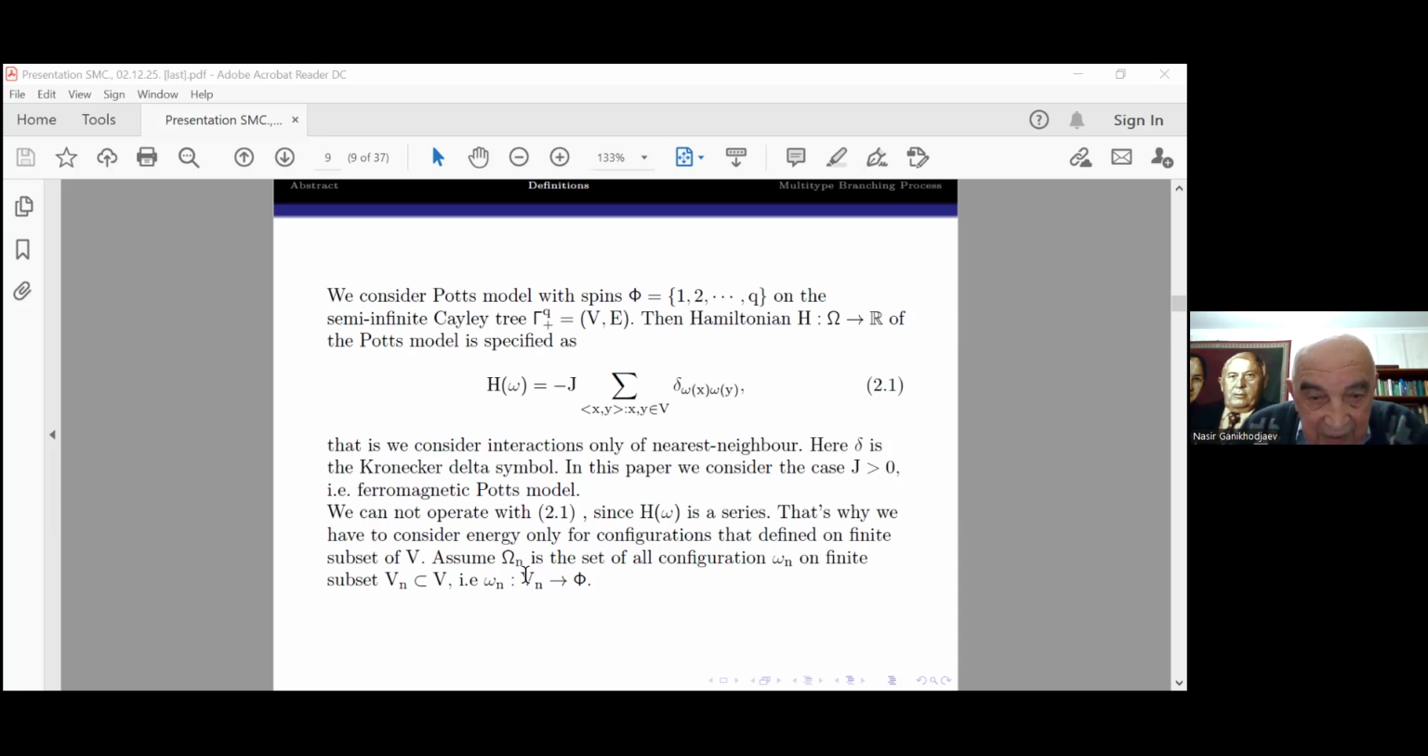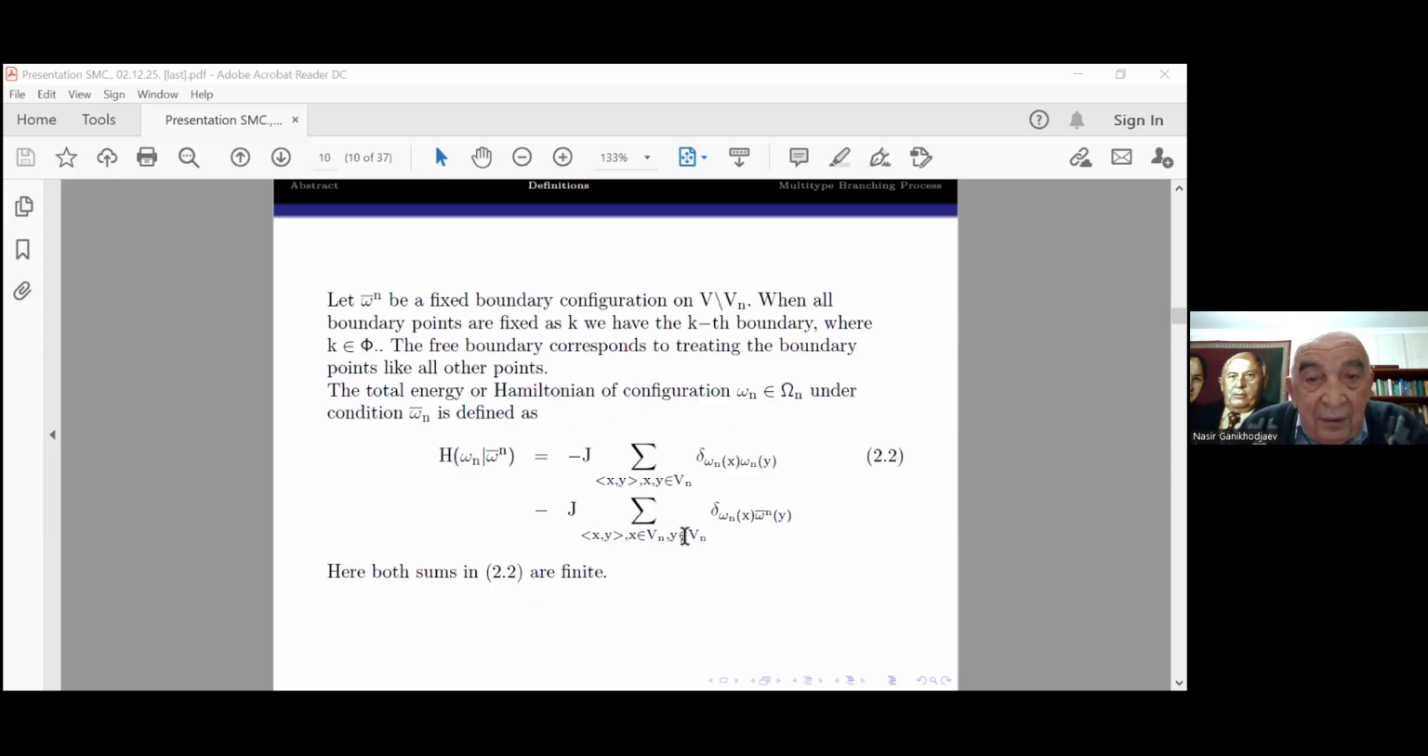Assume omega n is the set of our configurations on this fixed set Vn, and let omega bar n be a fixed boundary configuration on the complement of Vn. That is, we fix the boundary configuration on the infinite complement of Vn, this finite part. When all boundary points are fixed, as for example as k, this boundary we will call k's boundary. That is, we have here q different boundaries, and plus we can consider also one more, the free boundary. The free boundary corresponds to treating the boundary points like all other points.